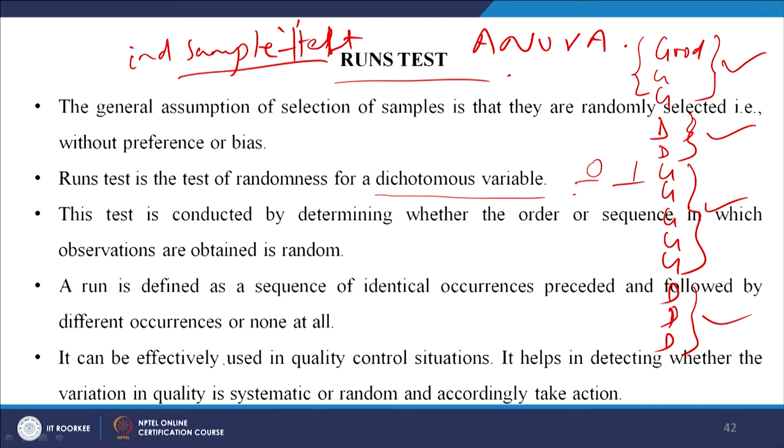Where can it be used, the question comes. It can be used effectively in quality control situations, as I have been explaining. It helps in detecting whether the variation in quality is systematic or random, and accordingly action can be taken. I hope you are understanding. So, suppose the quality control manager is finding that the occurrence of the machines or products or goods is in a particular order, and he checks whether that order of occurrence is random or non-random in nature. If it is random, then it is a different thing, but if it is non-random, then we would have to look into why, because randomness means there is no preference and no bias. But if there is a systematic or non-random occurrence, then there might be some problem which can be corrected.